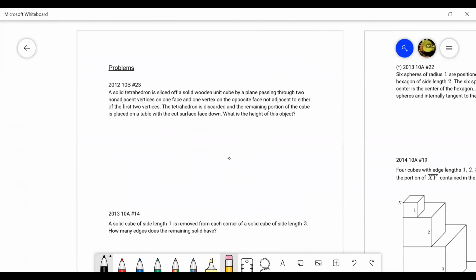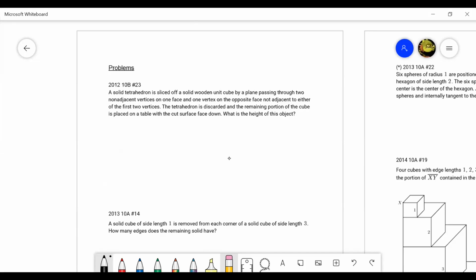So this first problem is: a solid tetrahedron is sliced off a wooden unit cube by a plane passing through two non-adjacent vertices on one face and one vertex on the opposite face, not adjacent to either of the first two vertices. The tetrahedron is discarded and the remaining portion of the cube is placed on a table with the cut surface face down. What is the height?